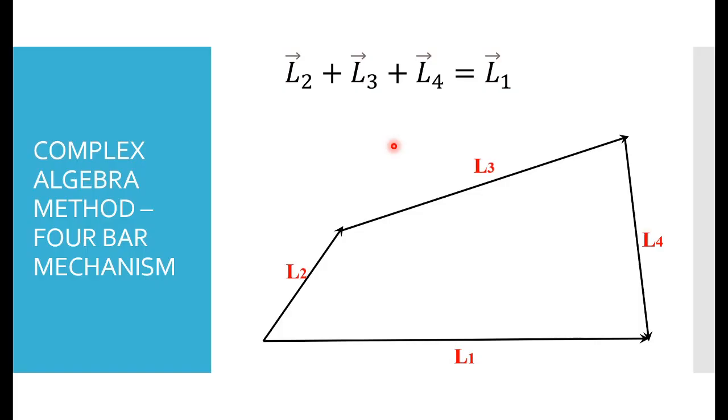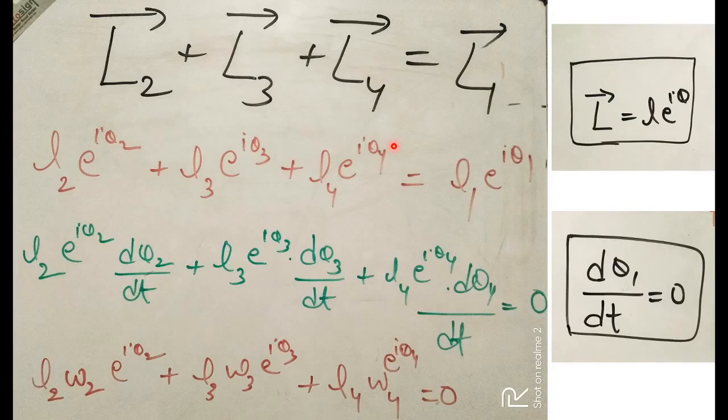The next step, so you are confused with all these, I'll explain one by one. The same thing I wrote here on the board: L2 plus L3 plus L4 equal to L1. That is the first step. Okay, you don't need to write again. You already wrote it previously.